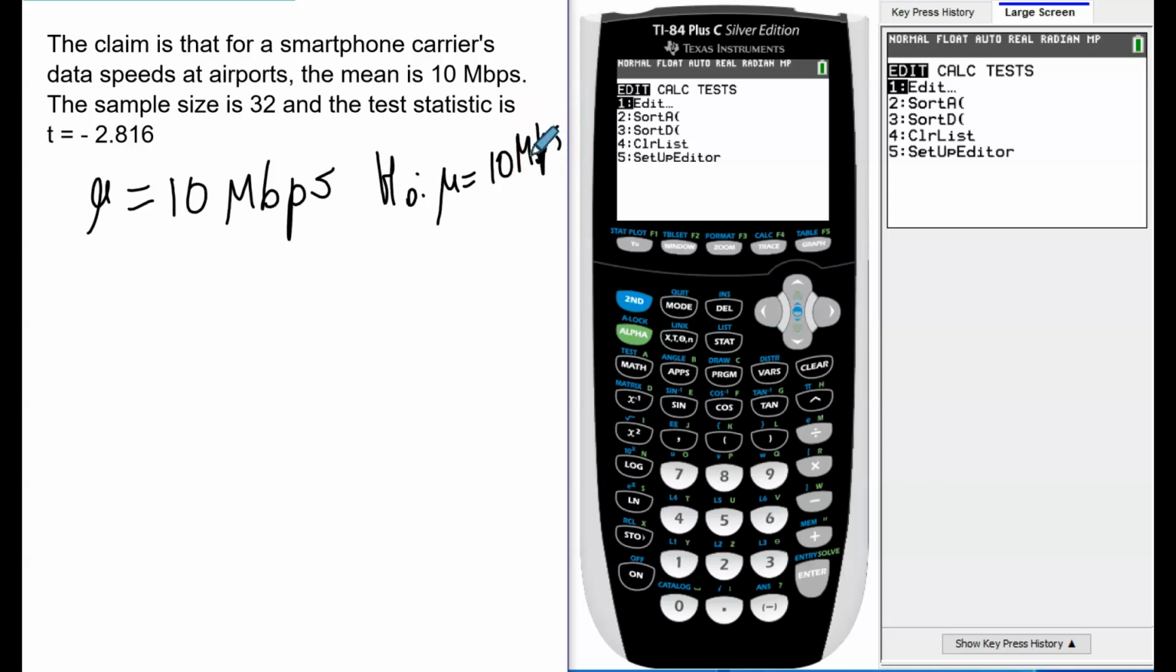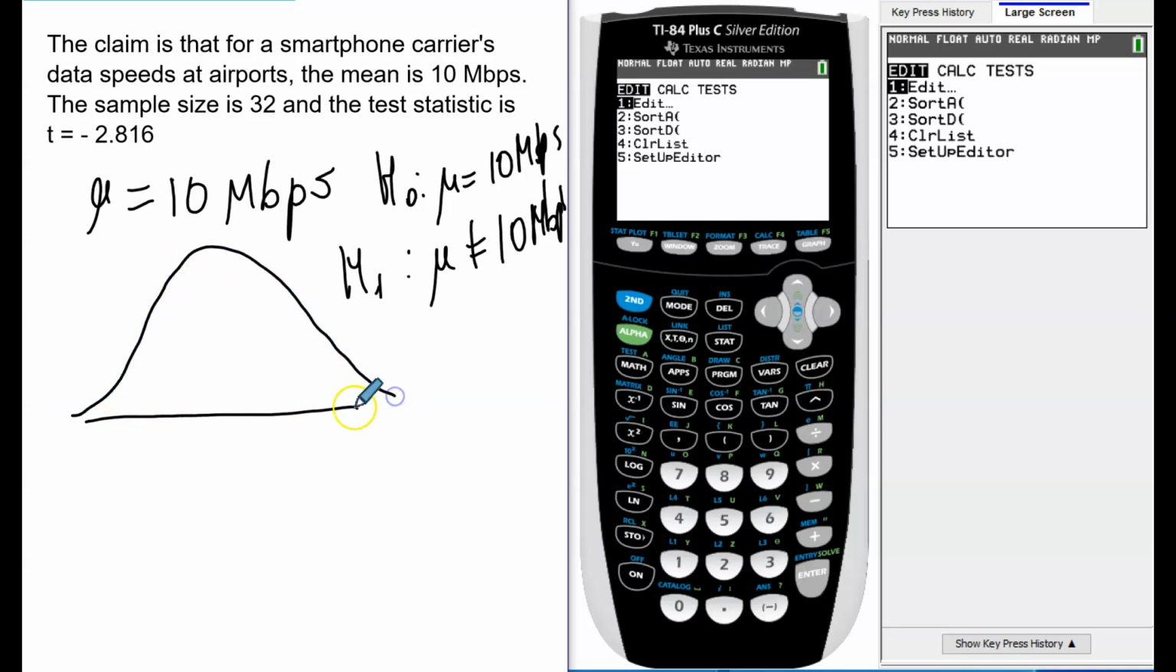Our alternative hypothesis, H1, will be that mu is not equal to 10 megabytes per second. Remember, the sign of the alternative hypothesis will determine whether the test will be left, right, or two-tailed. Since it's a not-equal sign, let's draw a picture to help us visualize.